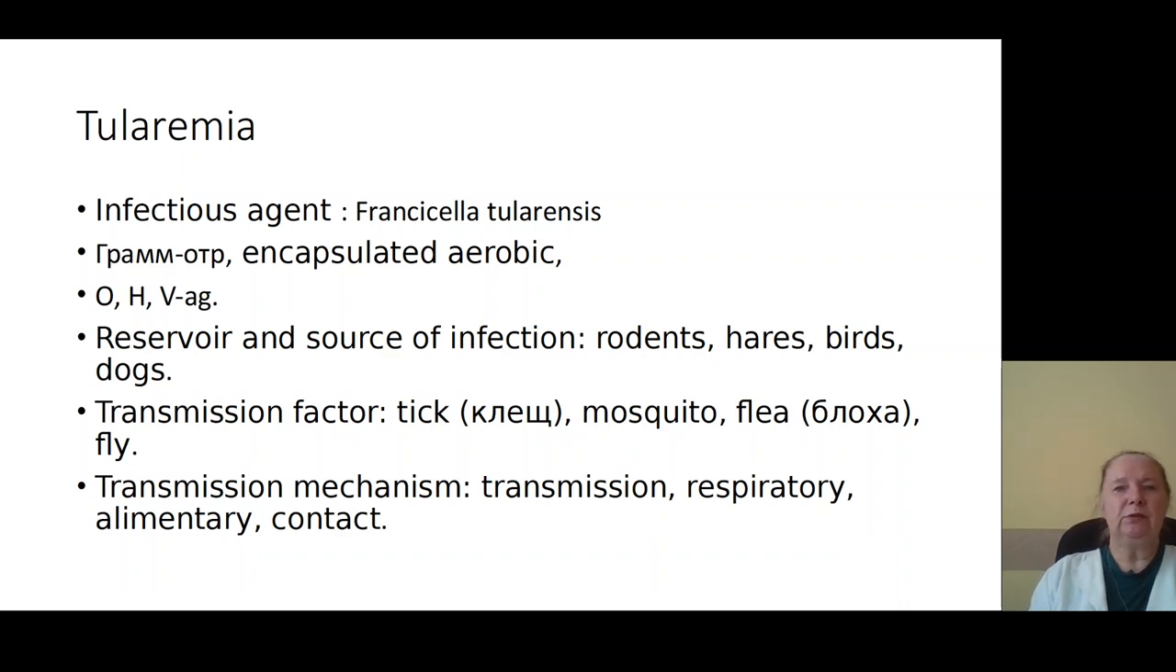The factors of transmission are ticks, mosquitoes, fleas, and flies. The bite of a tick, mosquito, flea, or fly causes infection of the patients. We indicate several transmission mechanisms: respiratory aerogenic mechanism during contact with animals such as rodents, dogs, and hares, as well as the alimentary mechanism and the contact mechanism after contact with animals.